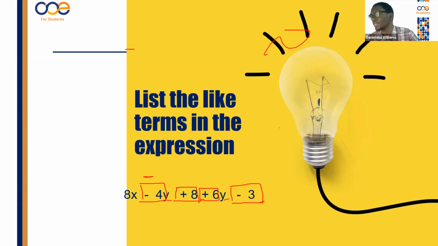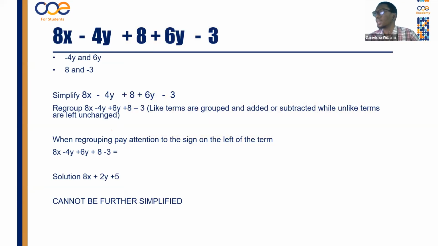For this one, it's a subtraction implied by this sign. And for this one, it's an addition. This is also addition, this is a subtraction. And this comes into play when you're grouping them, because grouping them really means that you're moving the terms around. So this is the explanation.